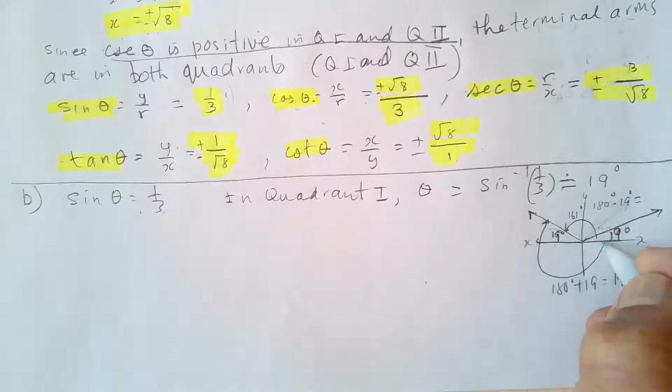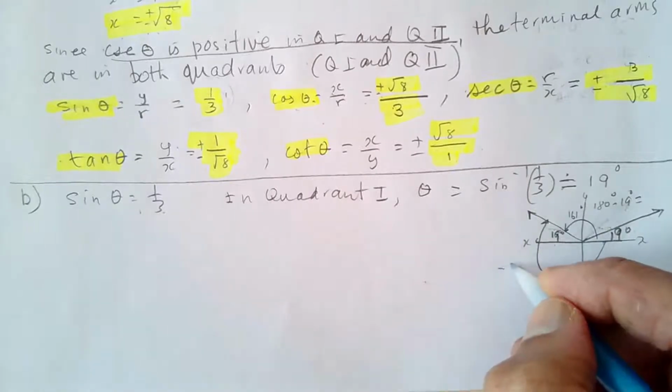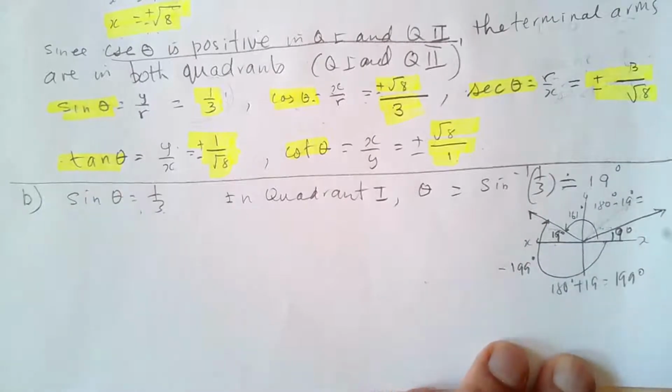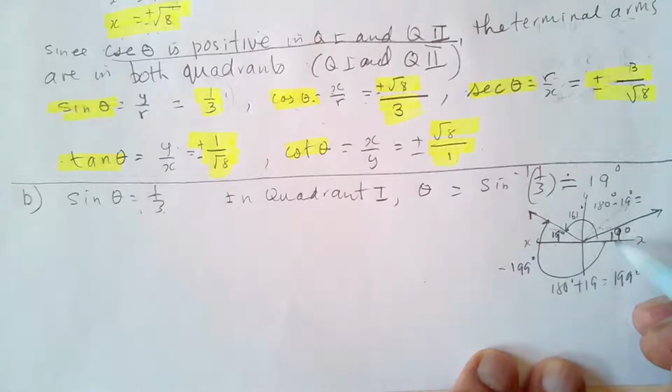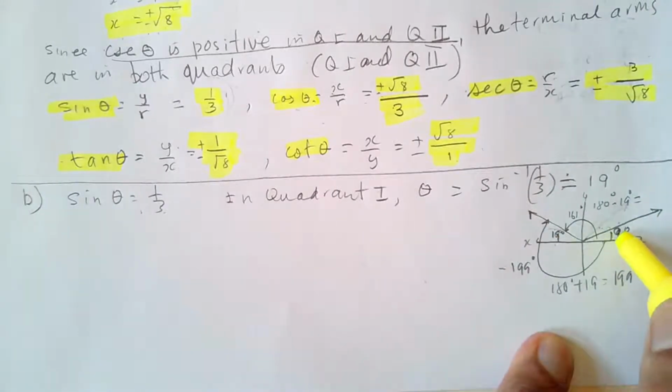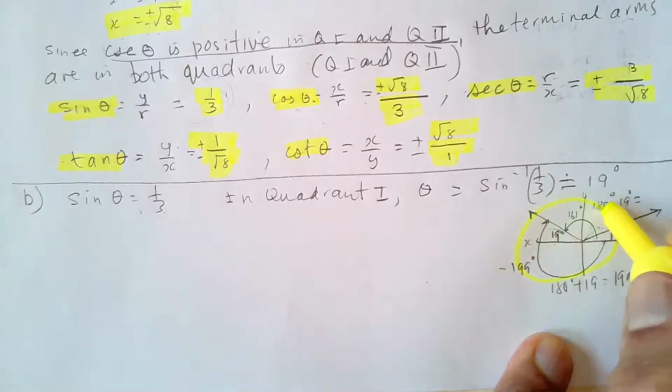So negative 199 degrees. That's one. Then we have to go to the other one, which is way over here. I'll use a different marker, a different color. So we're going to go from here, all the way around, over there.